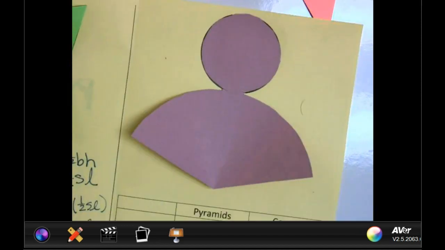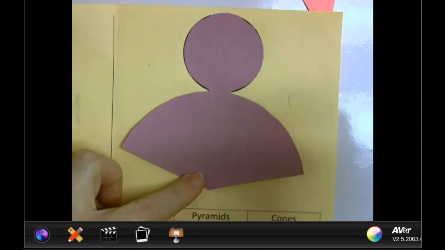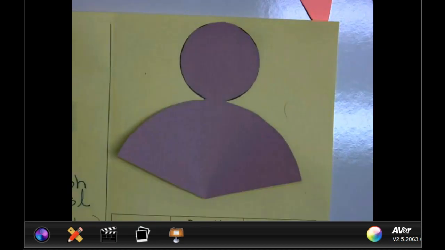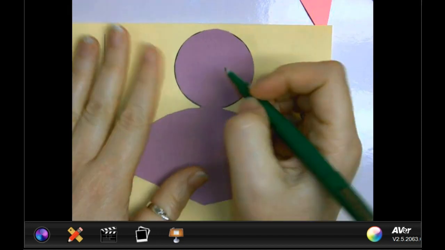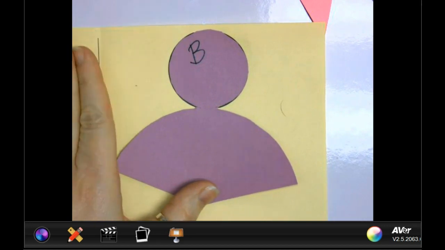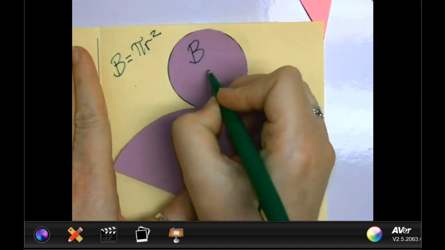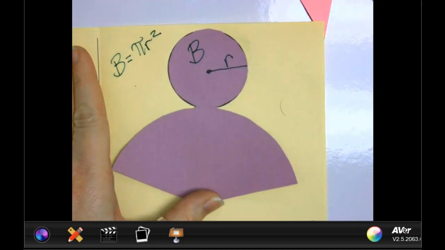Okay. So for our cone, we've got a couple pieces here. We've got the circle, which represents the what? The base. Let me see if I can turn the light on here. I don't know if that helps any. It's the purple that this doesn't like very much. Okay. So this is big B. And since this is a circle, big B is always what? Pi r squared. Okay. And we are interested in the radius. That's what helps us get what we need to get there.